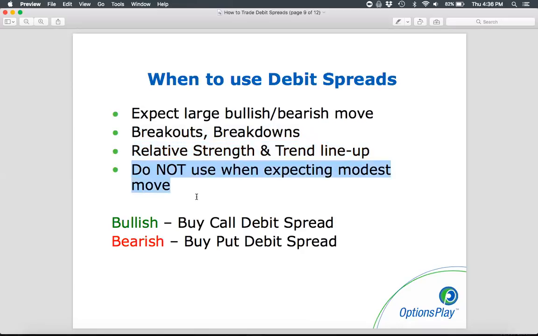And lastly, we do not want to use debit spreads when we're only expecting a modest move. So if you think the stock's going to move 2-3%, that's not the type of scenario that you want to use a debit spread for. It's only for when you expect a large bullish or bearish move.